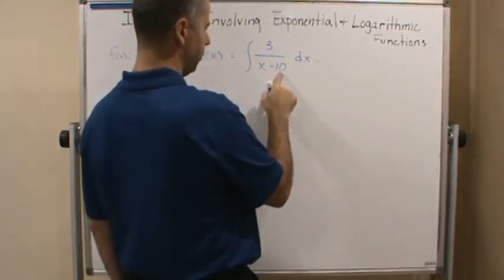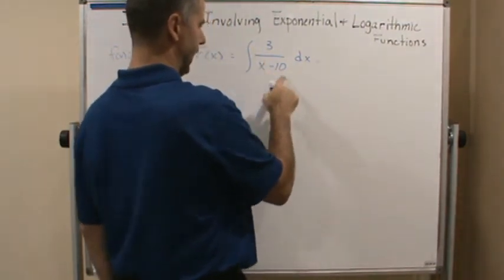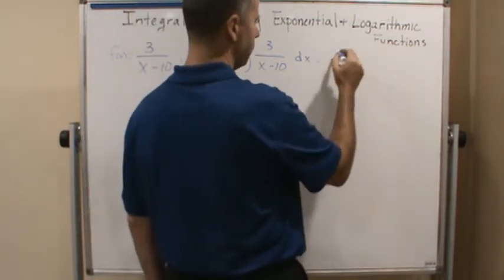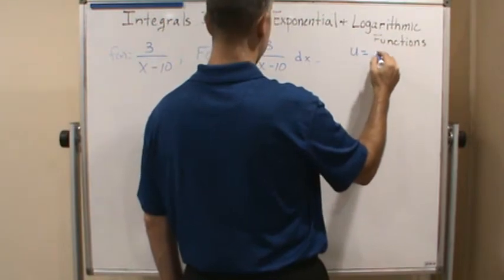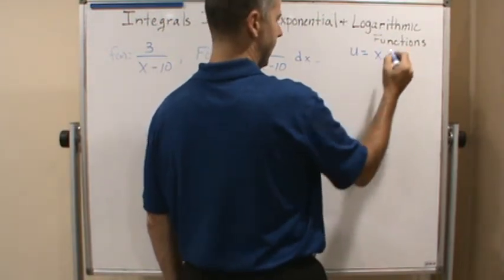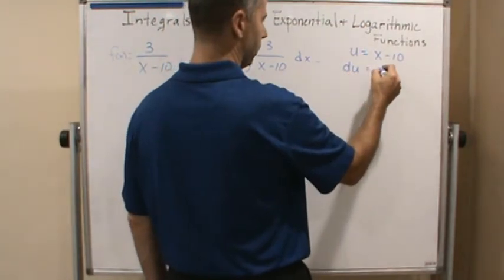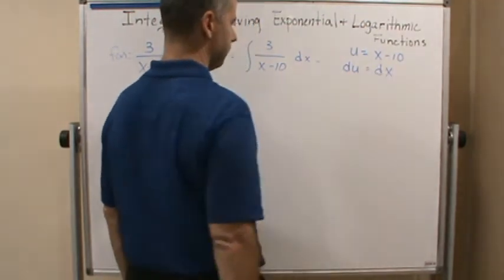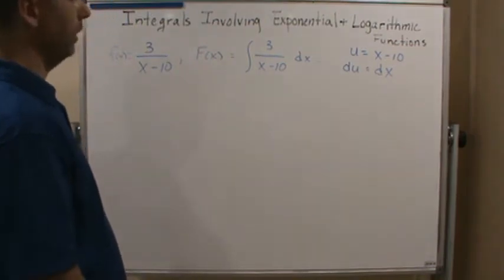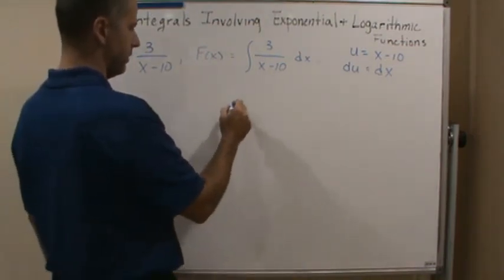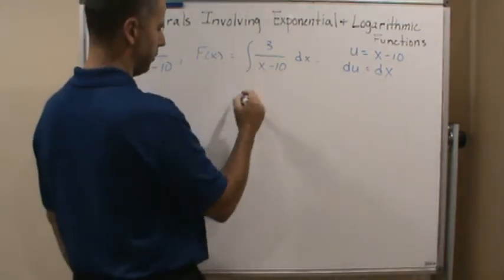So let's do that. I'm going to make u equal to the bottom here because I want x, right? Or some variable up here. So let's make it u. So let u equal x minus 10, which means du will equal dx. So far, so good. So now let's substitute and let's pull the 3 out.